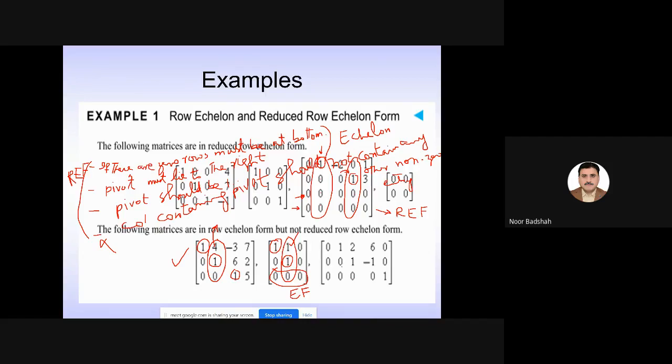The same thing for this one as well, right? You can check it yourself. You may take a screenshot of it. It's up to you.